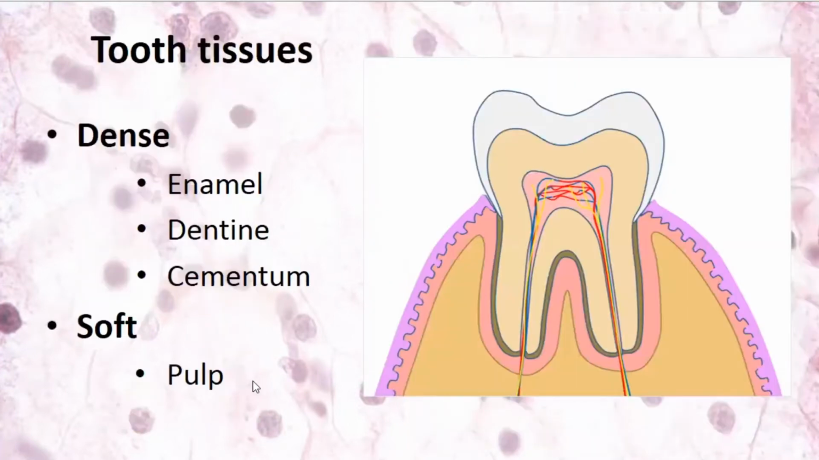So tooth tissues are divided into dense and soft. Dense is enamel, the hardest one, the densest one. It's the most mineralized tissue and the densest tissue in our body. Next is dentine, and also cementum. Cementum has the smallest density among all those tissues. And also we have soft tissue. It's called pulp. It's loose fibrous connective tissue, but there are also some special features of this pulp.